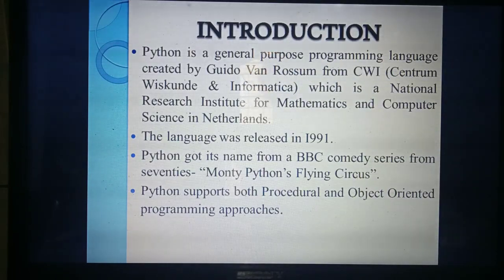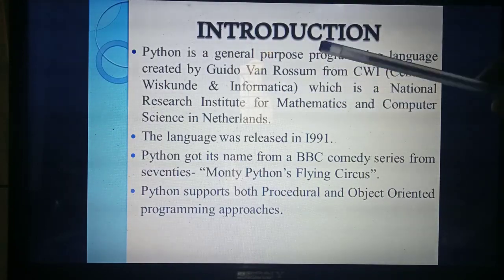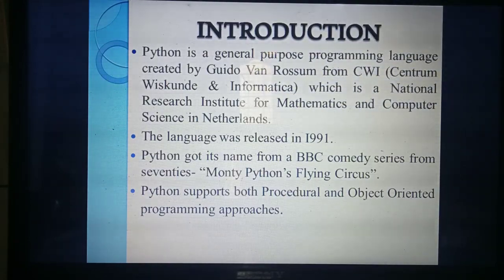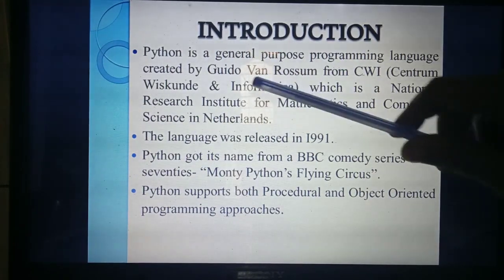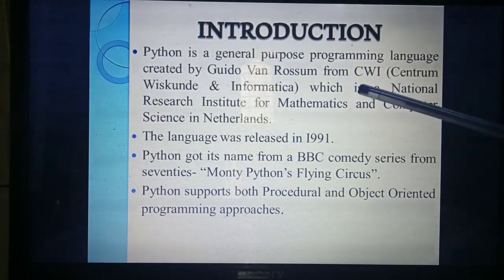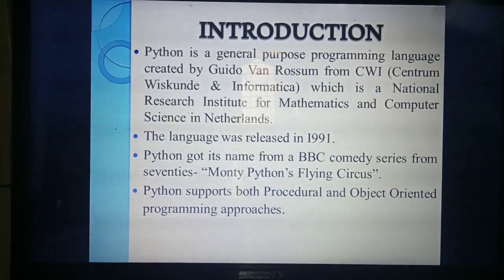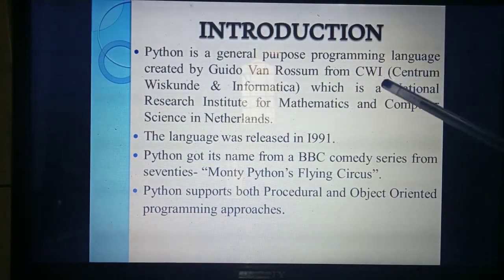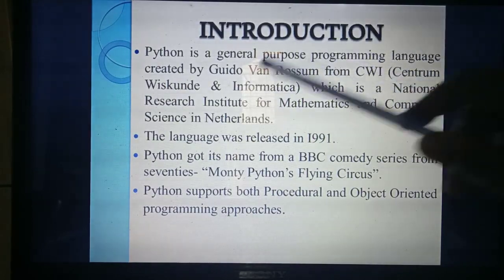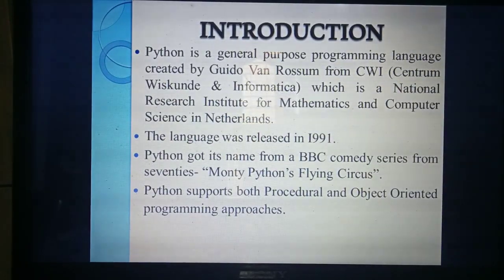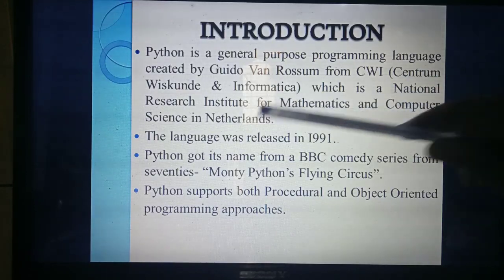So read it thoroughly, because one more question they will ask, just as for C++ there is a question: who invented C++? Likewise, who created Python? Guido van Rossum. Where did he create it? At CWI, that is Centrum Wiskunde & Informatica, which is a National Research Institute for Mathematics and Computer Science. That institute is present in the Netherlands.